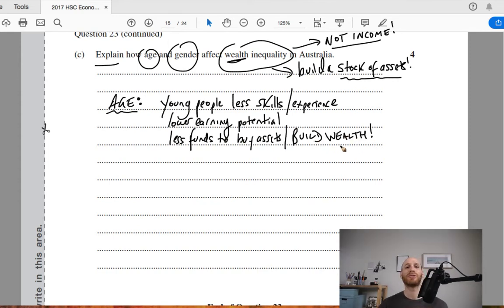Young people have less skills and experience in the workforce. They've just had less time there than other people. So they have a lower earning potential. If they've got a lower earning potential, then they've got less funds to buy assets or build wealth. Younger Australians typically will be on the lower end of the wealth spectrum than other Australians. Of course, there will be exceptions, but this is generally the relationship. Now let's look at gender.